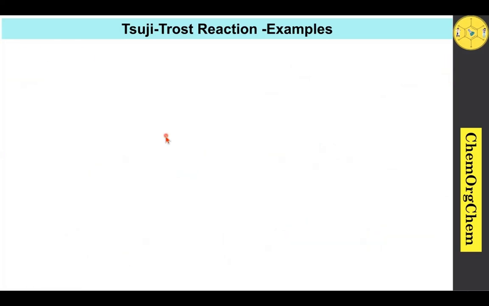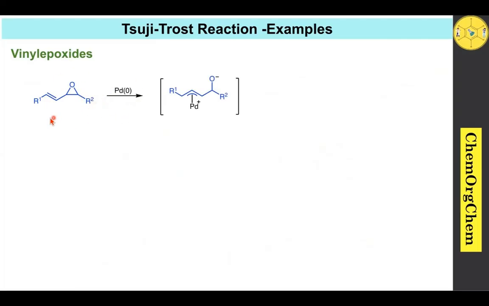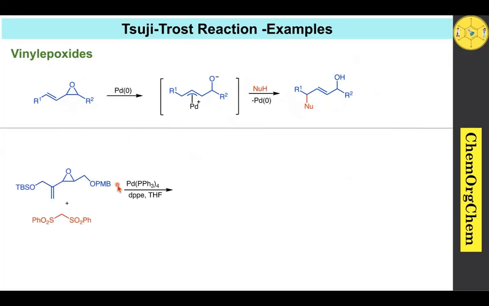Let's move on. This is our next example. Vinyl epoxide is also useful for the Tsuji-Trost reaction. Here you can see that with vinyl epoxide, when we use palladium 0 catalysis, initially our palladium 0 coordinates with the alkene, followed by epoxide ring opening to produce the corresponding pi-allyl complex. Now this pi-allyl complex reacts with various nucleophiles, which produce the corresponding allylic alcohols, especially substituted allylic alcohols. Here we can see some examples.